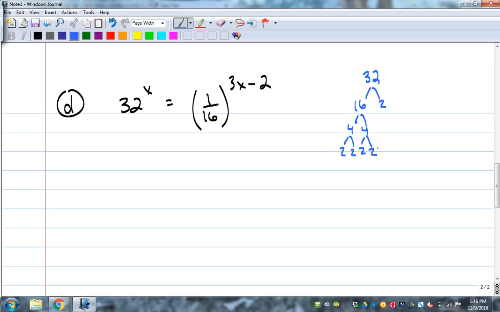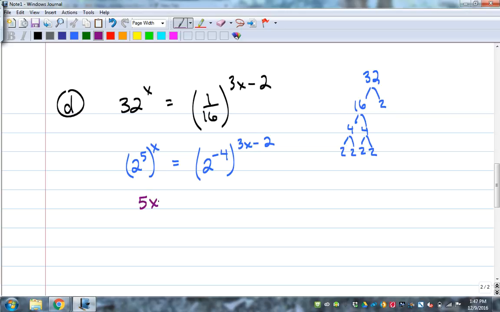So 32 is actually 2 to the 5th power. 16 is really 2 to the fourth power, but since it's 1 over 16, it would be 2 to the negative 4. So fraction in there, we're thinking negative exponent, so we're just going to take that denominator and say, okay, what is that? It's 2 to the 4th. 16 breaks down to be 2 to the 4th power. Since it's a fraction, we're going to make it a negative 4 and then distribute.